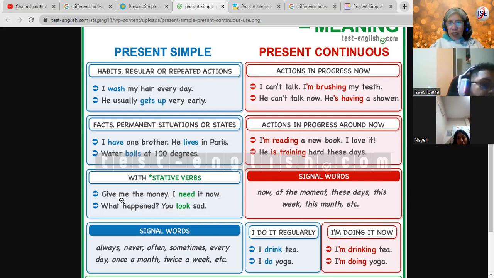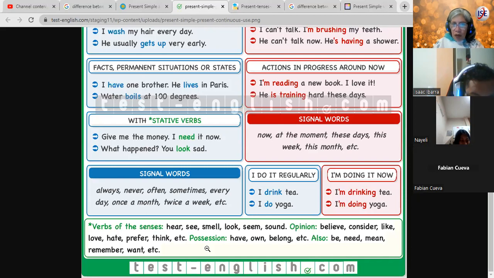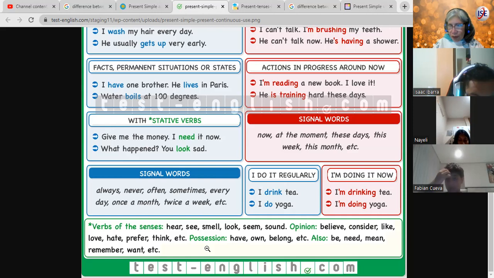What are stative verbs? Stative verbs are verbs that can never be used with ing. Okay? They are verbs that you never ever use with ing. For example, verbs of the senses: hear, see, smell, look, seem, and sound. Opinion: believe, consider, like, love, hate, prefer, think. Possession: have, own, belong, etc. Also, be, need, mean, remember, and want.